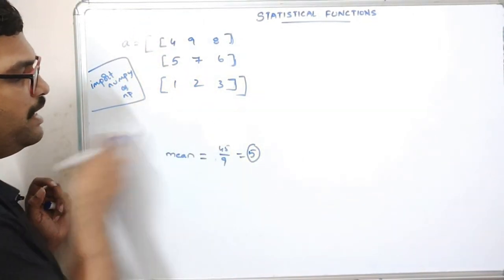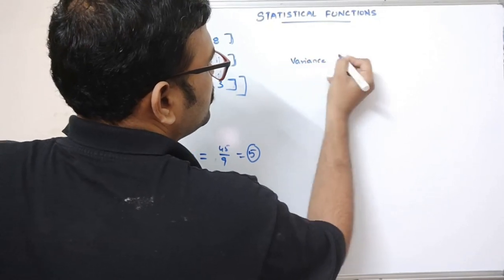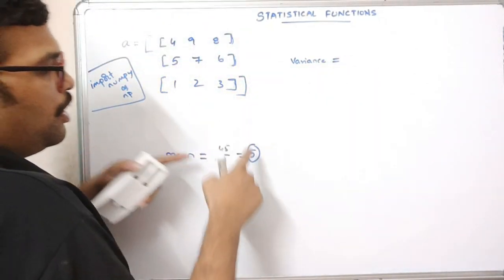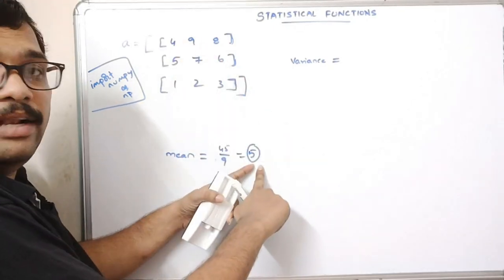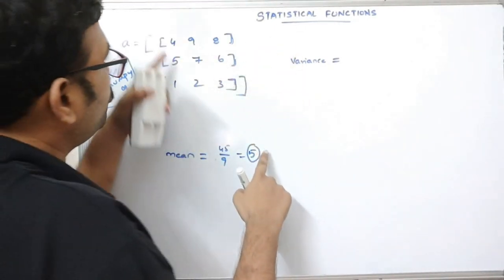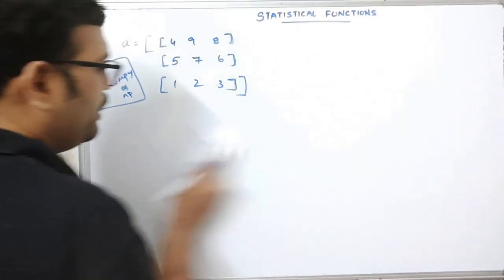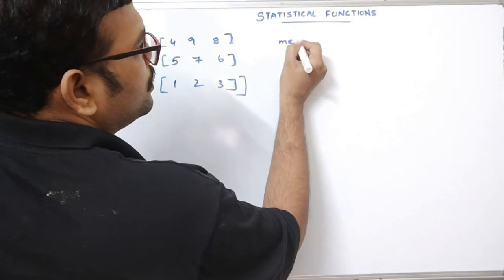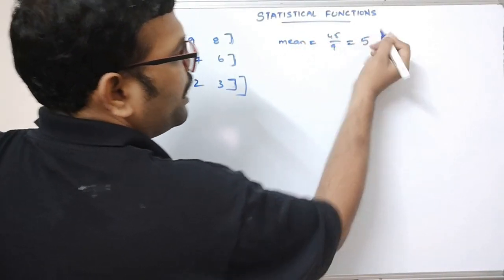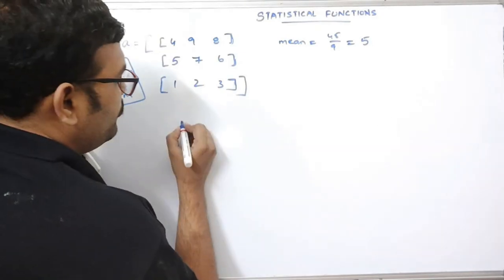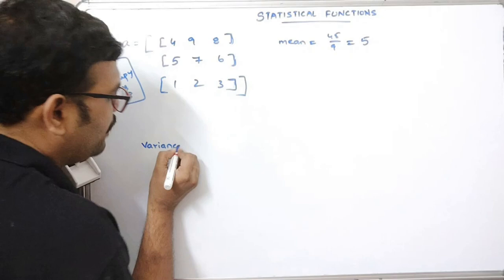So in order to find the variance, variance is equal to, now make the difference of all the elements with the mean value and square. So 4 minus 5 whole square. So I will write down here. The mean is nothing but 45 by 9, which is nothing but 5, right? Now I will take that one. So we have to calculate the variance.